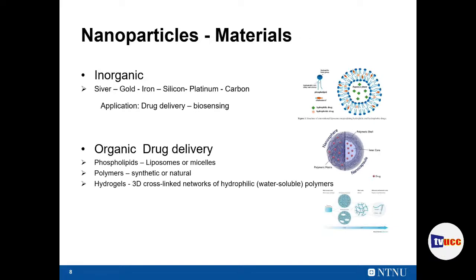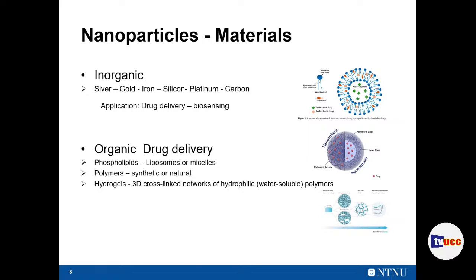Coming a little back more to the kind of material that is used, and the kind of material that often is used for either diagnosis or for drug delivery. Very much it will be inorganic material like silver, gold, iron, silicon, platinum, carbon that is used when we would use this particle for diagnosis. And very much then biosensing.